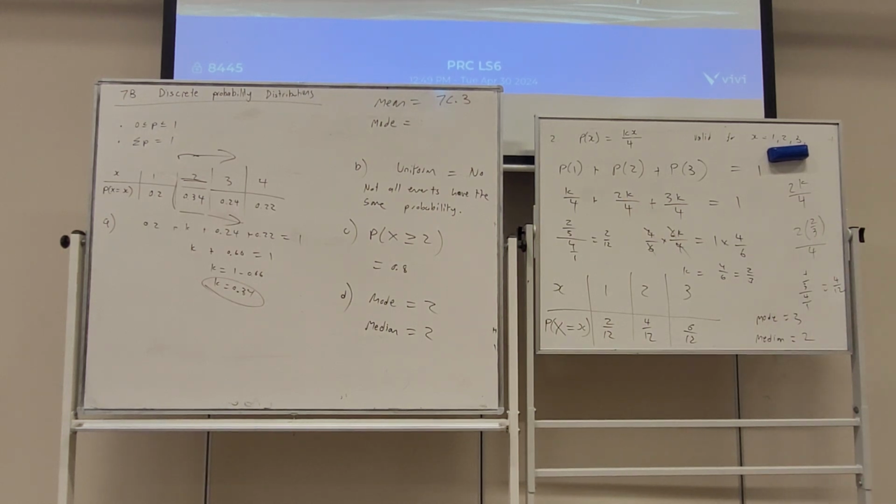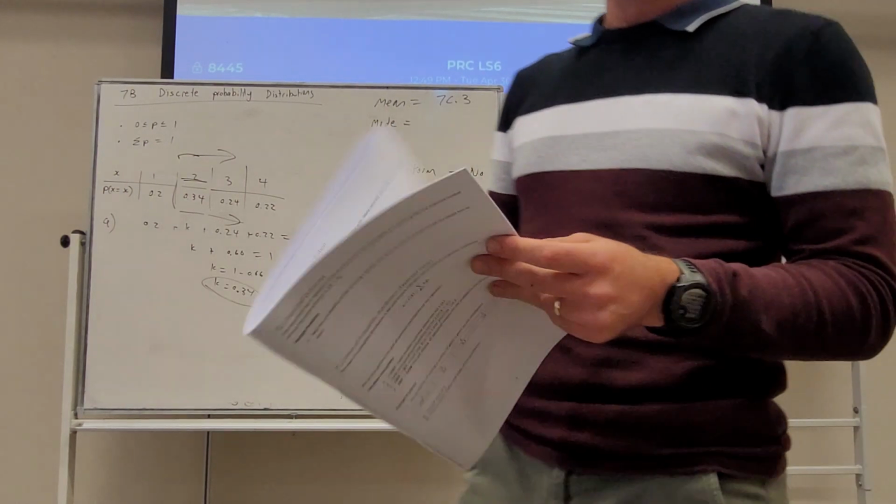Very good. Okay, so that's enough to rip into 7B, and that's what we'll complete for the rest of the lesson today.